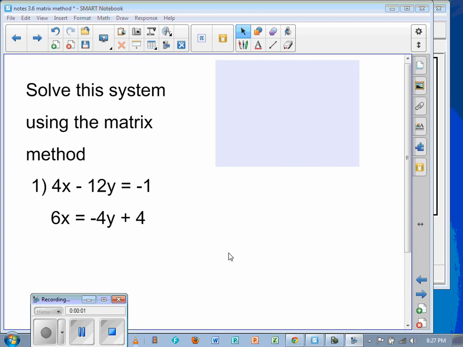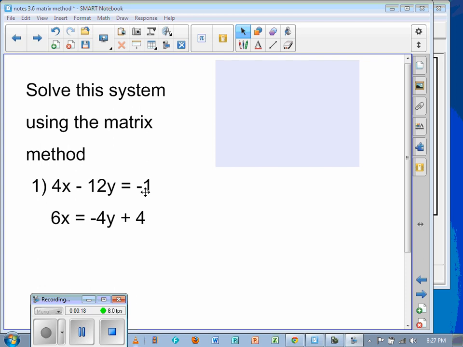This is lesson 3.6, solving systems using the matrix method. You have just watched a video that demonstrates what a matrix is and how to find the dimensions of a matrix. Now we're going to use that to help us calculate the point of intersection of this system.